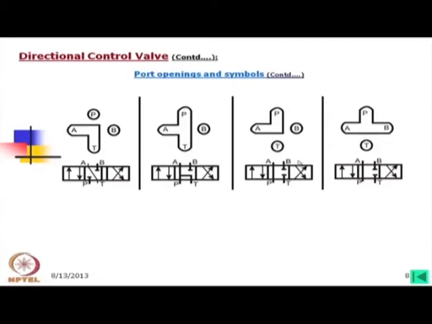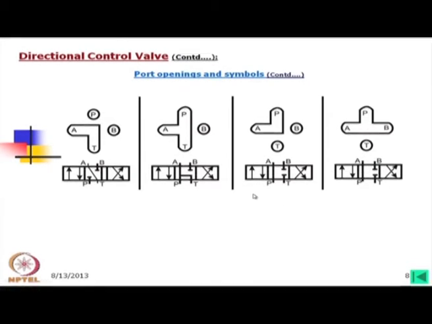And if we come to this one, there is always a flow to the A side from the pressure side, whereas B and T remain closed at neutral. And here, this also has A, P and B interconnected, but T is closed. Possibly there is a mistake in the symbols here; A should be connected to B.